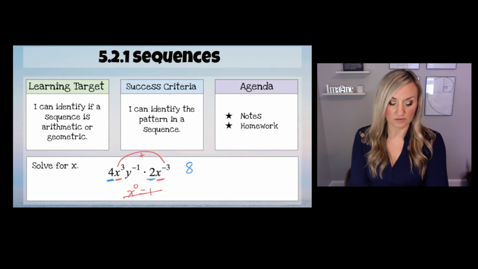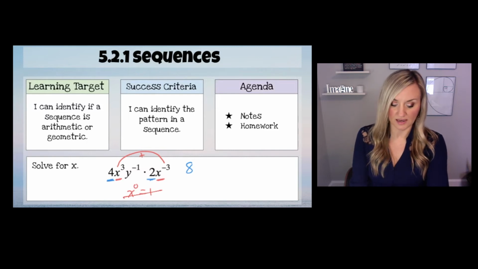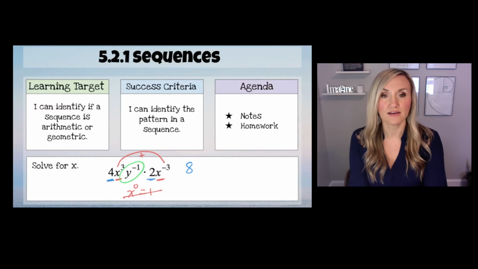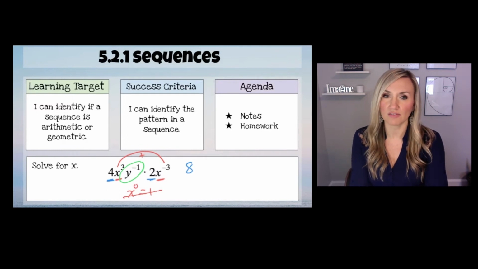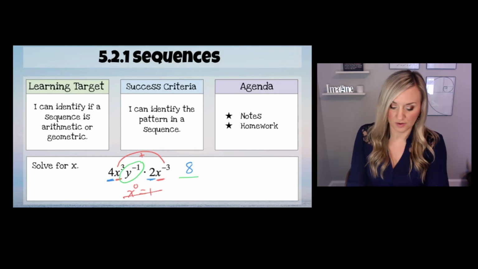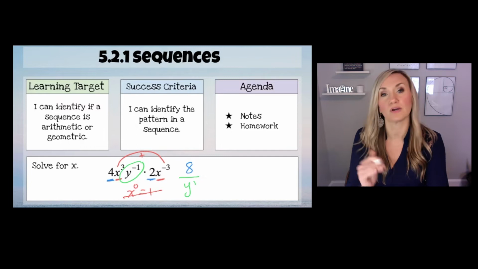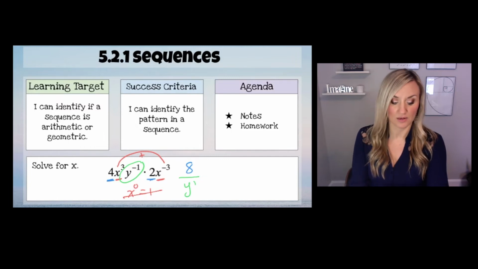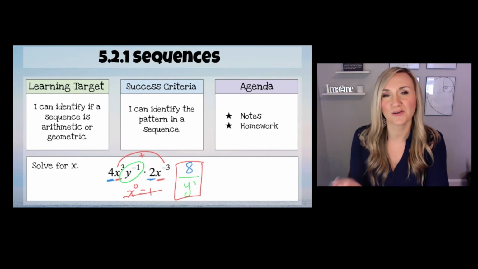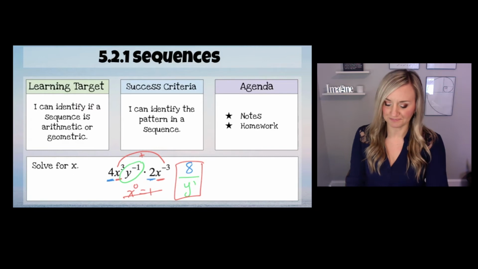Next we are left with the y to the negative 1 power. There are no more y's, and now I need to look at that y and decide I need to leave my answer in all positive exponents. Therefore, I'm going to draw a fraction, and when I bring it down to the denominator, it now becomes positive. This is your final answer, 8 over y. So the first power, or you could just write 8 over y.